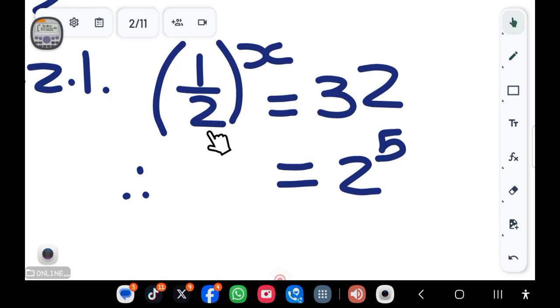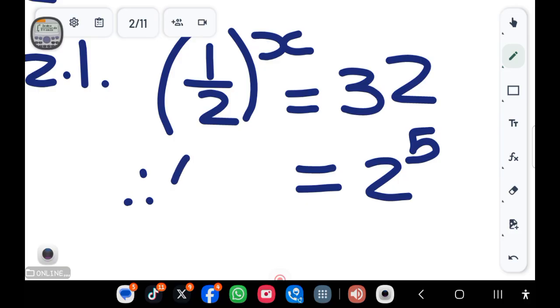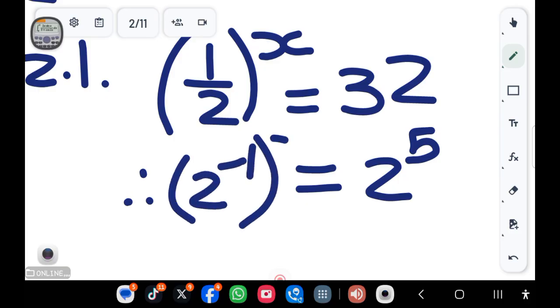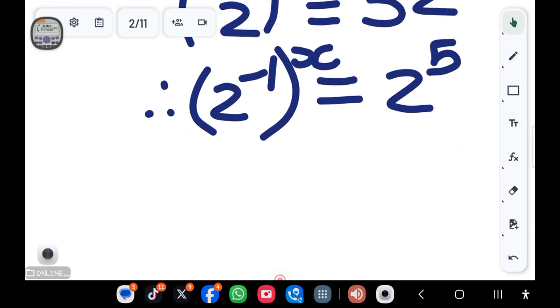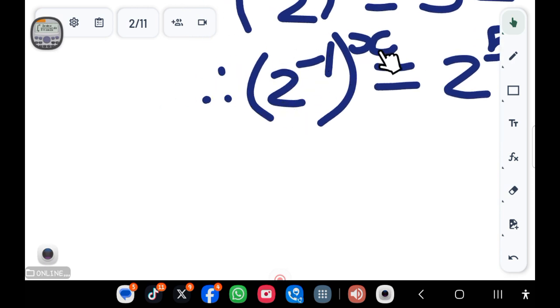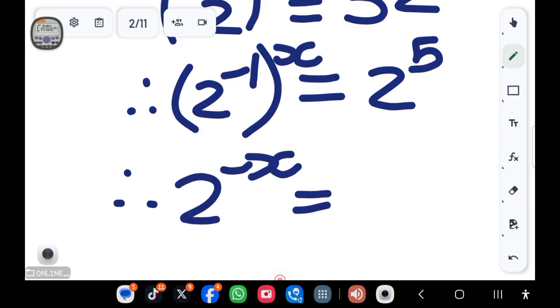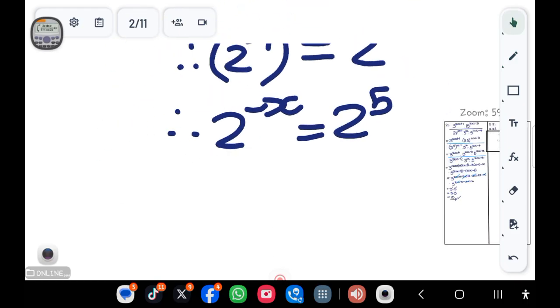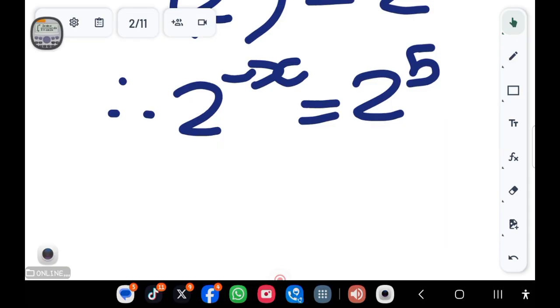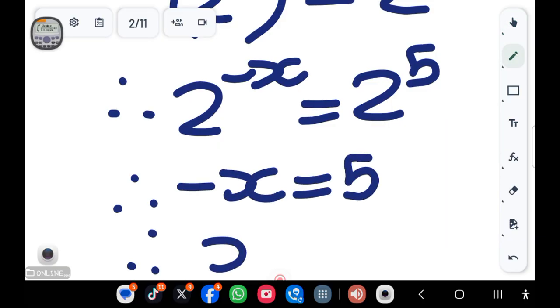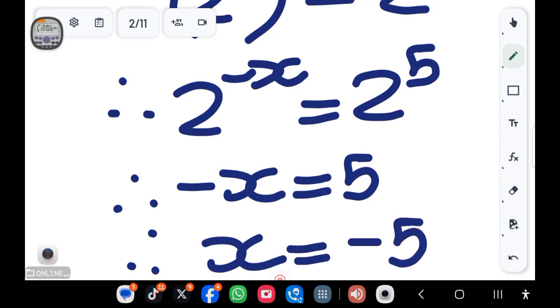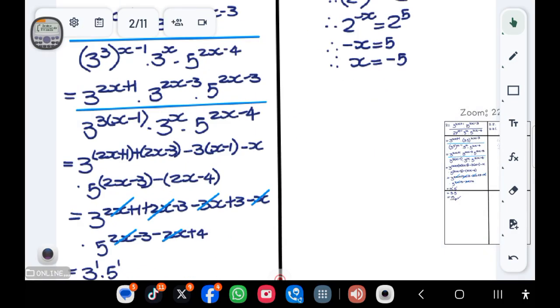Now on the left hand side, you take the 2 to the top, that becomes 2 to the power of -1, all raised to the power of x. And now we apply the law that says if you raise a power to another power, you multiply the exponents. Now that will be 2 to the power of -x, which is equal to 2 to the power of 5. Now we've got powers of the same base equal. All you do now is you equate the exponents. So minus x equals 5, meaning that therefore x will be equal to -5. Just be careful not to make that silly mistake over there.